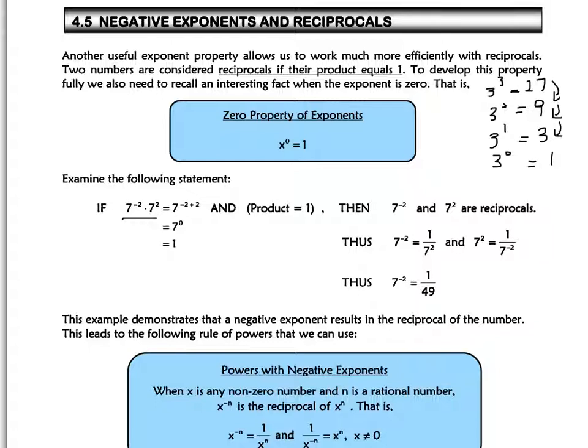So since 7 to the negative 2 is 1 over 7 squared, and 7 squared is 49, then it makes sense that 7 to the negative 2 is 1 over 49.